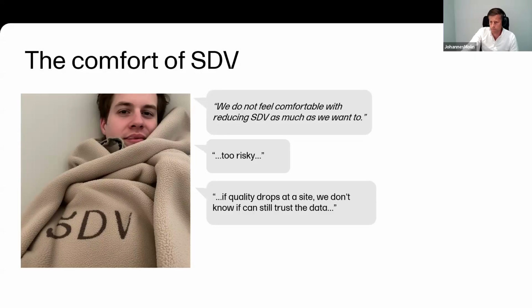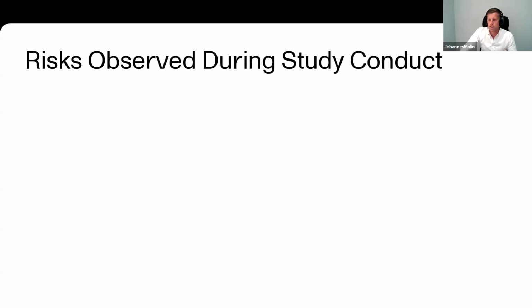So how can we make sponsors dare to reduce SDV, or be comfortable to reduce SDV to a higher extent than today? If they feel it's too risky to reduce SDV, what are the risks they want to be able to handle? I mean, how can we make sure we can trust the data without adding excessive SDV again? So if we take that last quote from a sponsor, if quality drops at a site, we don't know if we can still trust the data.